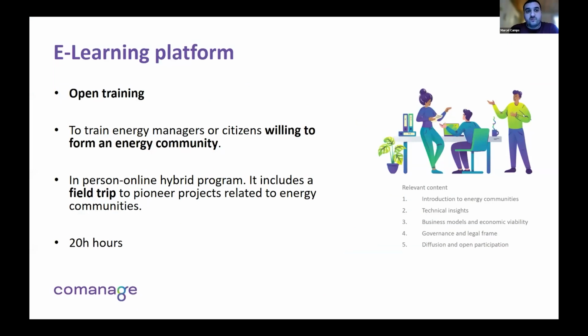Then we have the e-learning platform, which is an open platform. We are still working on it. We still do not have the final version, but we think that soon, probably January or February, we will be able to register and start learning and sharing different points of view on there. It's mainly online, but there's a field trip included, so people can actually see a PV installation, give names to specific items on the installation, and chat with somebody who is sharing energy with their neighbors. It's more or less a 20-hour course.